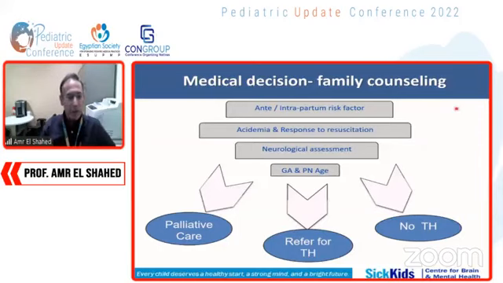So we have to collect the information, as I mentioned, about the ante and intrapartum risk factors. And then we also have to collect the information about the acidemia in the cord gases and also postnatal gases. If you don't have a cord gas, then you can rely on the initial postnatal gas. However, you have to keep in consideration that this gas can be affected by the degree of resuscitation that you initiated on this baby. Then the neurological assessment, which is a key piece here.